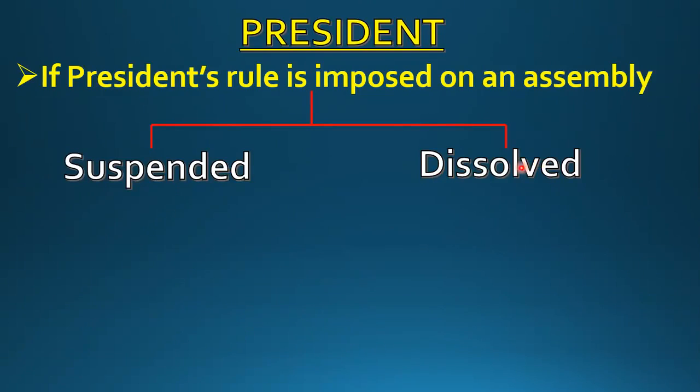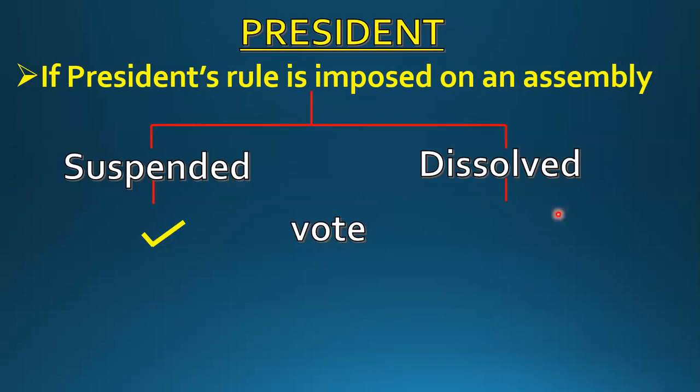Now the question arises: what happens in both of these situations? If the State Legislative Assembly is suspended, then the members are allowed to cast their votes. Why? Because even now the members are there in the assembly. Even now they are MLAs. Even though they are frozen, even though they are suspended, they are still MLAs. So in the case of suspension, the elected members of the State Legislative Assembly can cast their vote in the elections of the President.